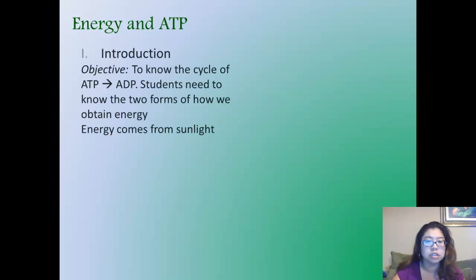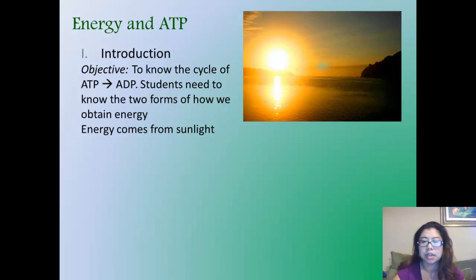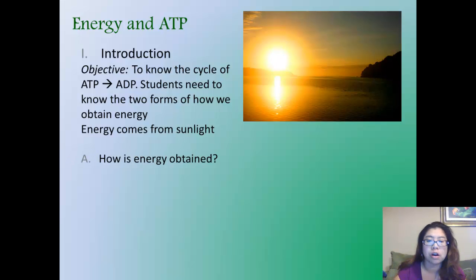In introduction, the objectives today are that students know the cycle that ATP goes to ADP, and students need to know that there are 2 forms in how we obtain energy. Energy comes from the sunlight. So how is energy obtained? How are we going to harness the energy from the sun?